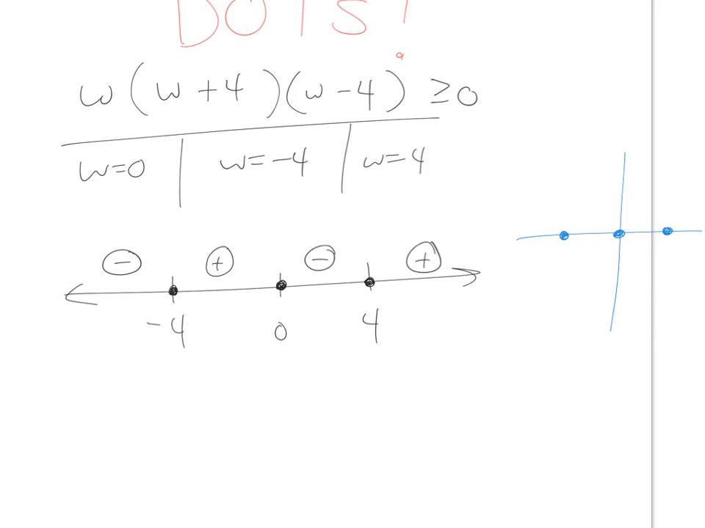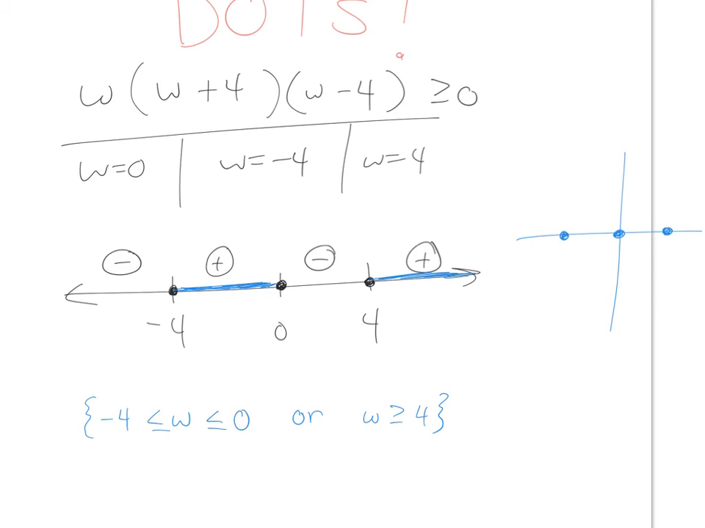I would test points like 5, 1, -1, and -5. I always test the points closest to the boundaries. Any integers closest to the boundaries. This original function wanted to be greater than or equal to 0, which is positive. So I'm going to shade the positive regions. So my solution set is from -4 through W up until 0, or W greater than or equal to 4.